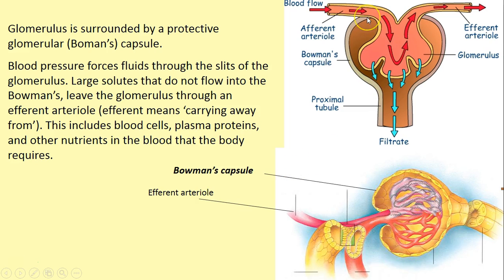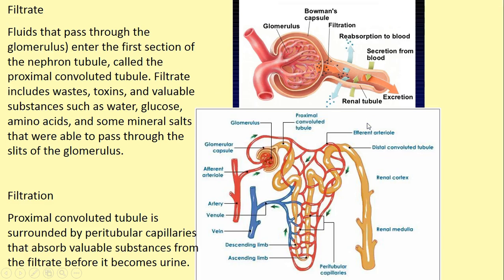I think I mentioned the Bowman's capsule, or glomerular capsule, that's the new name, and that's just a protective structure around the fragile glomerulus, and those are those blood vessels with tiny slits. Now blood is going to squeeze through. I mentioned the efferent. The materials we want to keep, they go right back out. But the materials we want to filter are going to go into the proximal tubule, and it's called filtrate here.